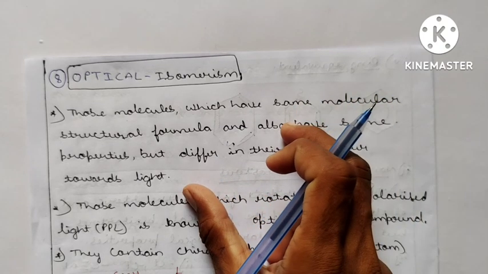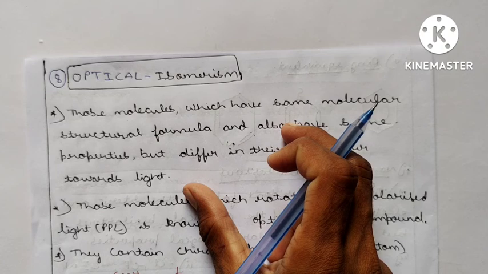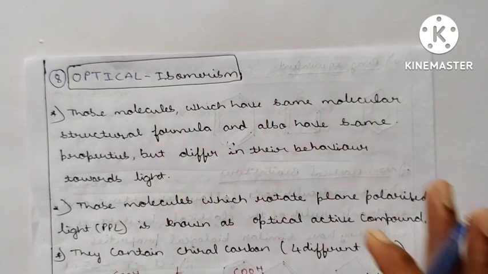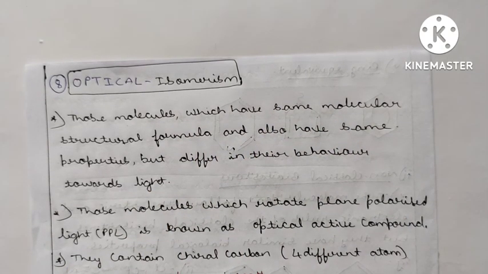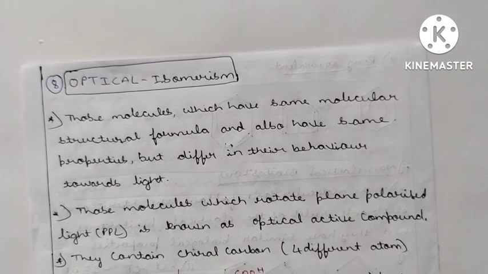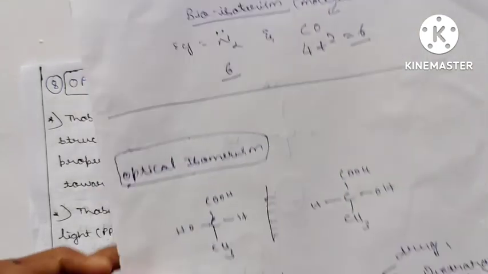Now here in optical isomerism, you studied where? In PP2, physical pharmaceutics. See what happens here in optical isomerism. Very simple concept here. When you pass a light, plane polarized light, okay, plane polarized light.